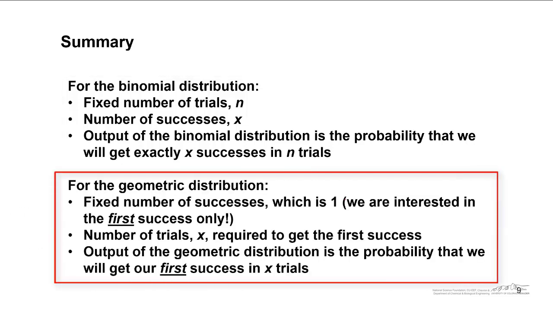For the geometric distribution, we have a fixed number of successes, not trials, which in this case is exactly 1. You'll see in the next screencast on the negative binomial distribution, we have a fixed number of successes, but it can be greater than 1. So it turns out the geometric distribution is a special case of the negative binomial, which you'll learn next. We are interested in only the first success with the geometric distribution. The number of trials, x, is the independent variable, and that's the number of trials required to get the first success. The output of the geometric distribution is the probability that we will get our first success in x trials.